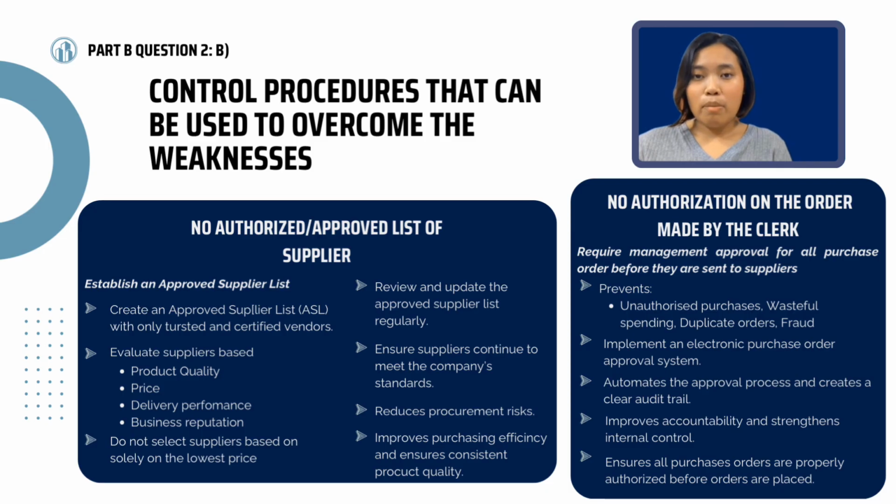Rather than selecting suppliers based solely on the lowest price, the company should evaluate potential suppliers using several important criteria, including product quality, pricing, delivery performance, reliability, and business reputation. This ensures that purchasing decisions are based on overall value rather than cost alone.